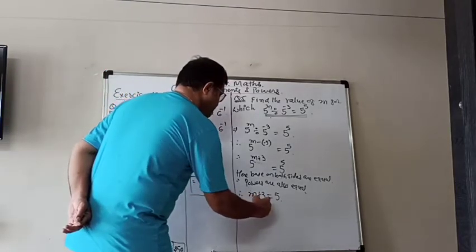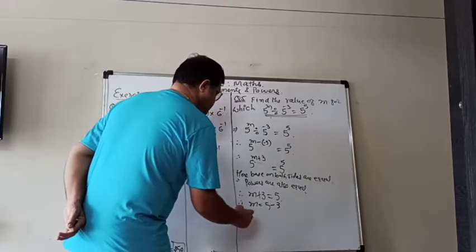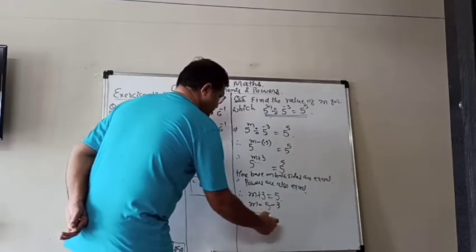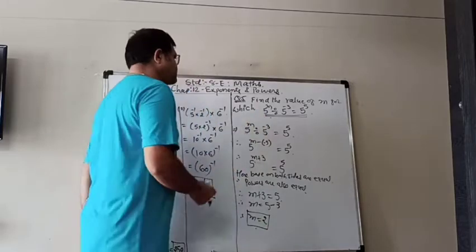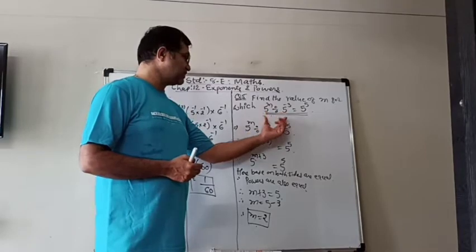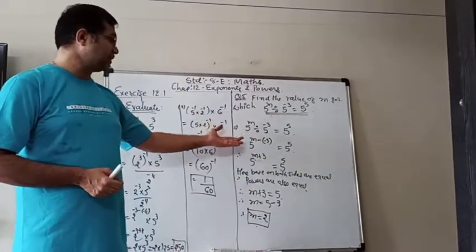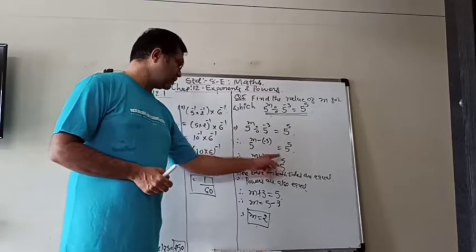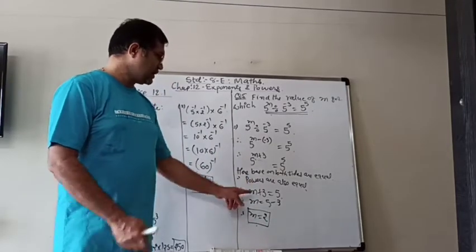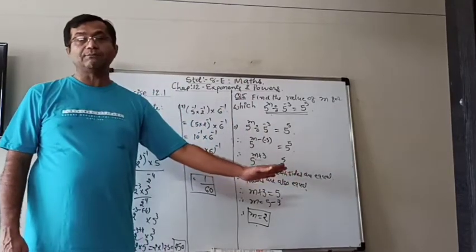Therefore m is equal to plus 3 will become minus 3 when it goes to the other side. So m is equal to 5 minus 3. The answer is 2. So whenever we have this type of problem, we have to compare. How? By applying the rules, and then on both sides you will see that the bases are equal but the powers are different. So we can compare the powers, because if the bases are equal, then the powers must be equal. So we compare m plus 3 equals 5, and then we get the value of m.